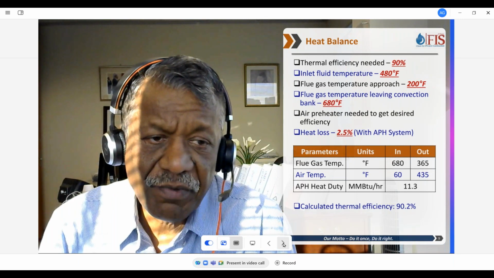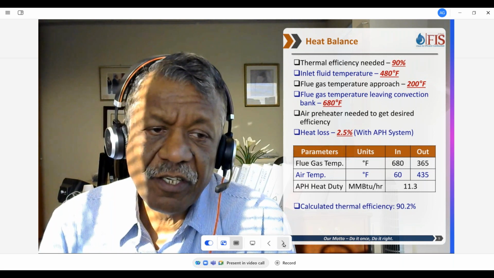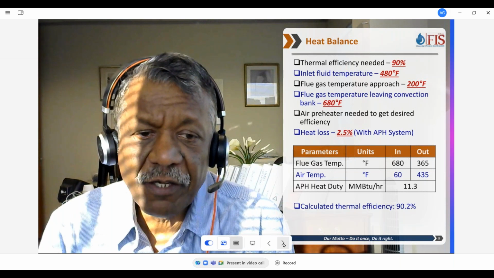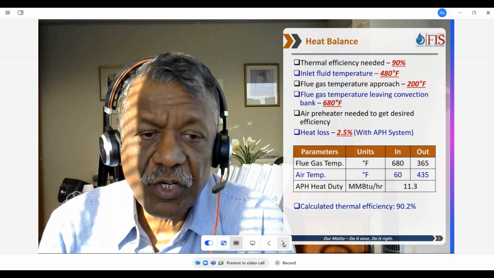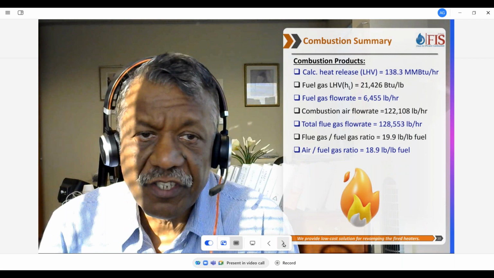So we used an air preheater and came up with the air preheater sizing, where we were preheating air from 60 degrees to 435 degrees, came up with an air preheater duty of 11.3, and our thermal efficiency is 90.2. So we are meeting the basic requirement of the client of 90% efficiency.